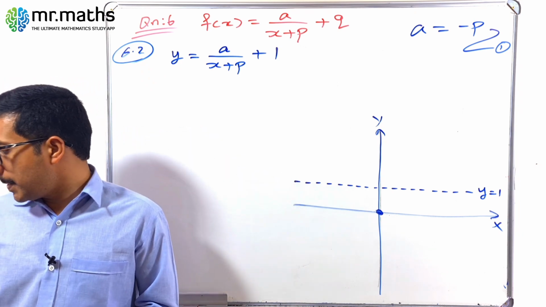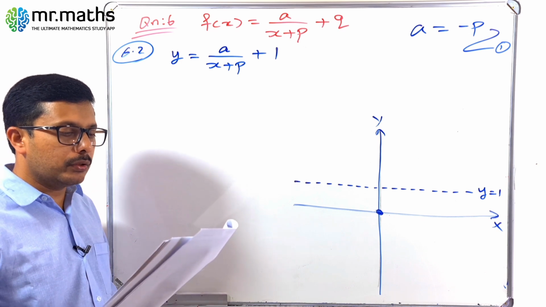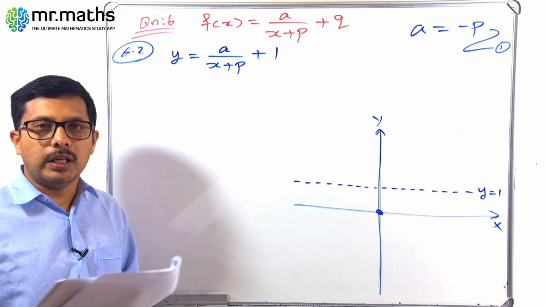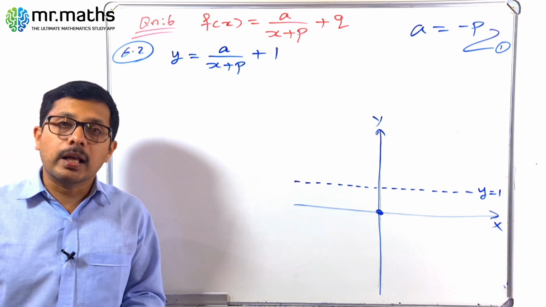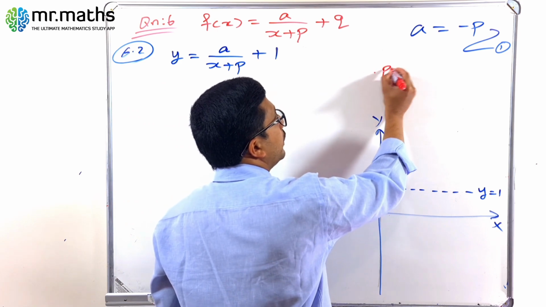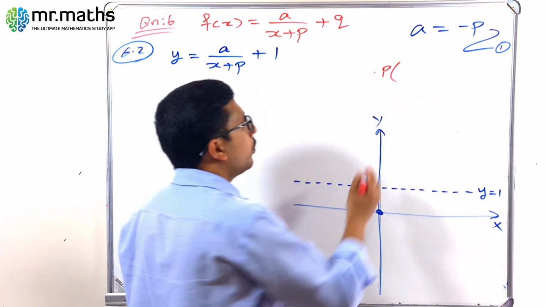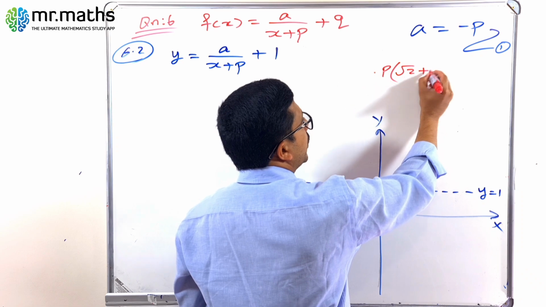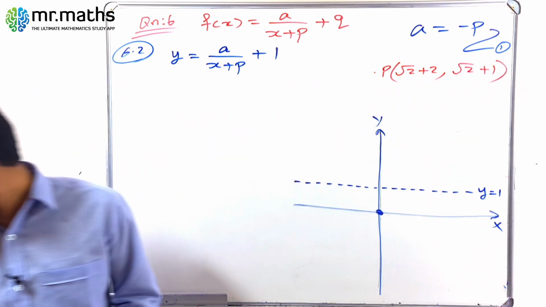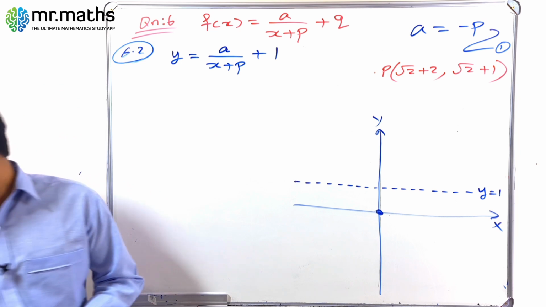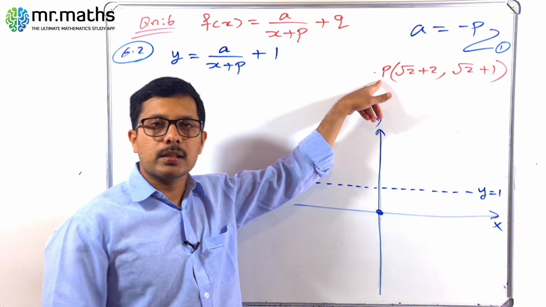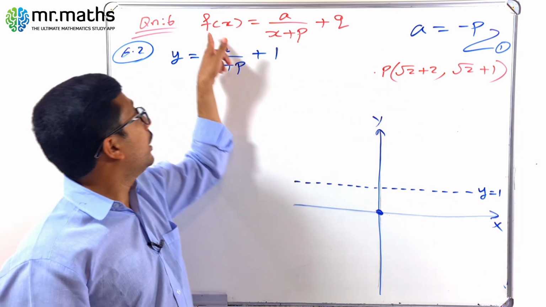Last property: they are saying that P, (root 2 plus 2, root 2 plus 1), lies on f. So they are saying that there is another point P. I don't know where that point is, but the coordinate of that point is (root 2 plus 2, root 2 plus 1). Am I right, guys? And this point P also lies on this graph of f(x).